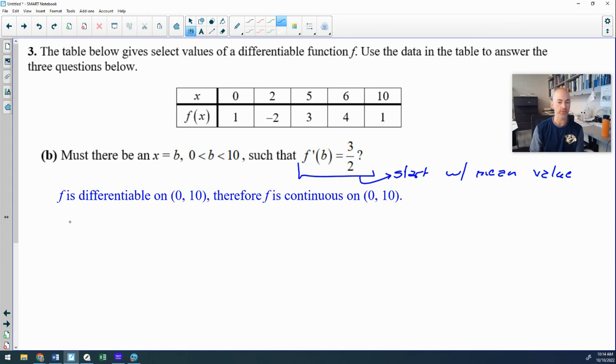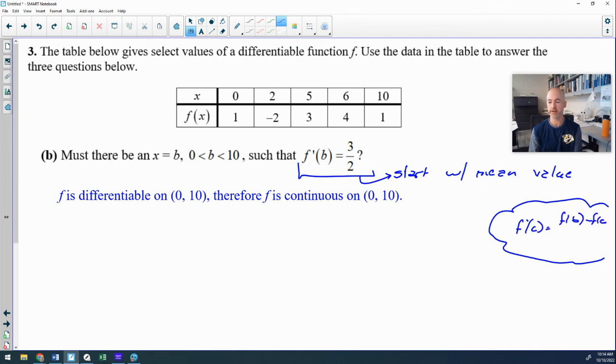Now, what I'm tasked with finding is 2 values of x where the slope between those two is equal to 3/2, because my general formula for the mean value theorem is f prime of c must equal f of b minus f of a over b minus a. And I need to find 2 points on this curve such that that will equal 3/2. That's what I'm looking for.